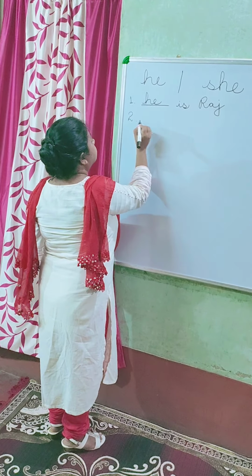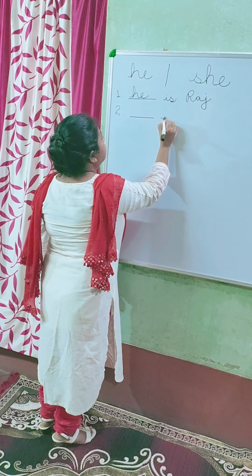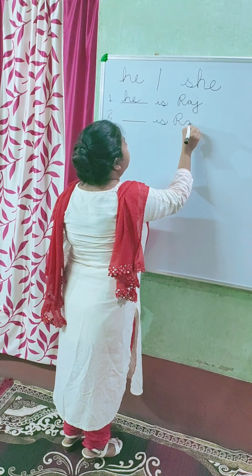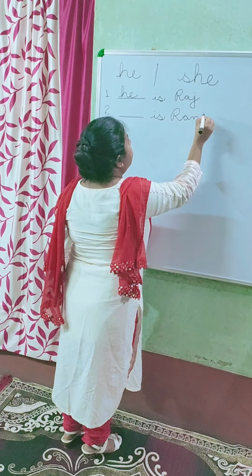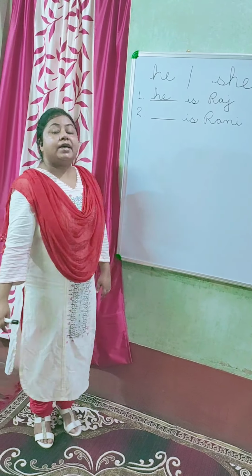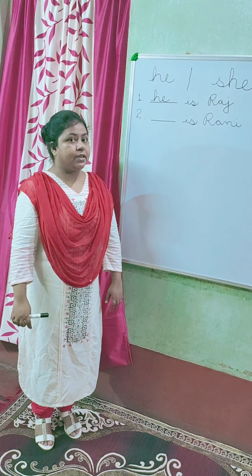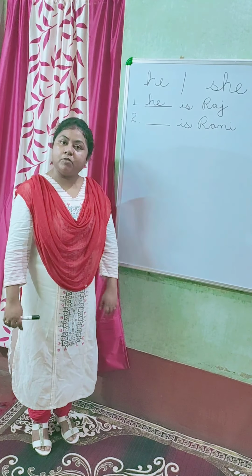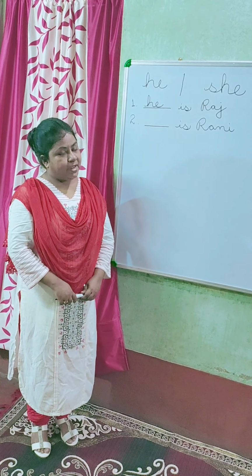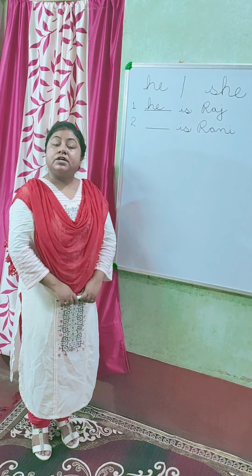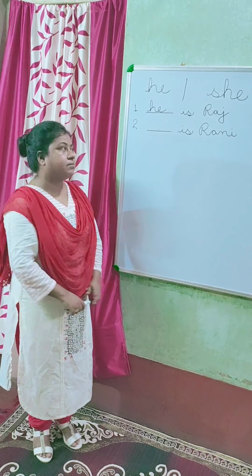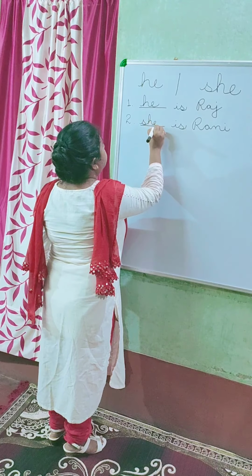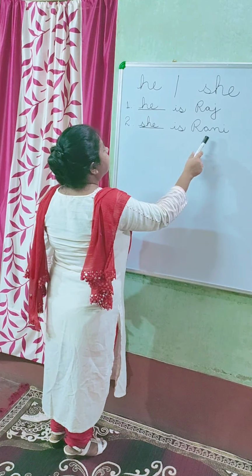Number two. Dash is R-A-N-I. Dash is Rani. Again, with the name, you can make out that Rani is the name of a girl. It's female gender, so we'll write she is Rani. S-H-E. She is Rani.